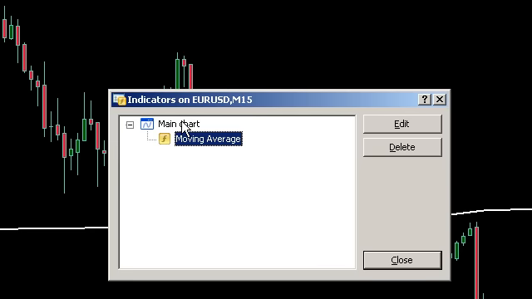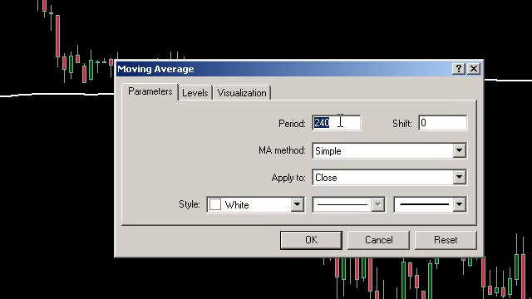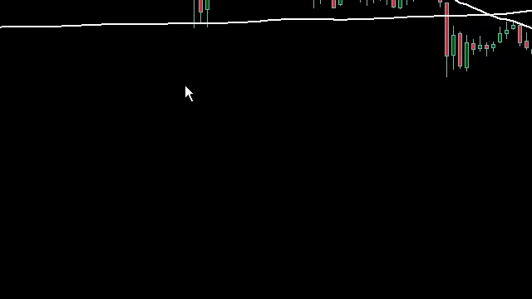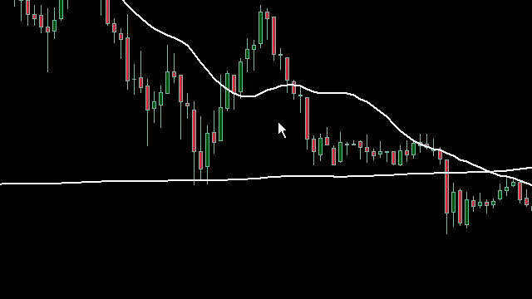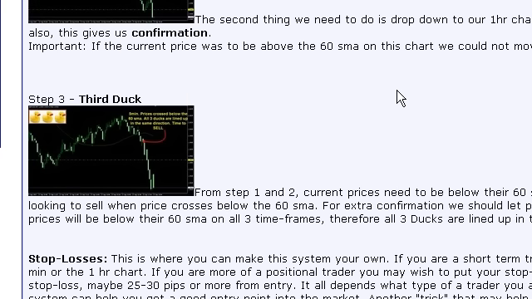And then we also need to add another moving average. If we add another moving average, and now we want the one from the 5-minute time frame. Now the 5-minute time frame is 3 times shorter than the M15, so that means that if it was a 60 period moving average, we'd have to divide it by 3, so we end up with a 20 period moving average. And so now we've got a chart with moving averages from other time frames displayed on our chart as per what this 3 ducks system is trying to point out.